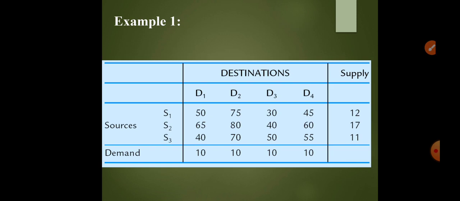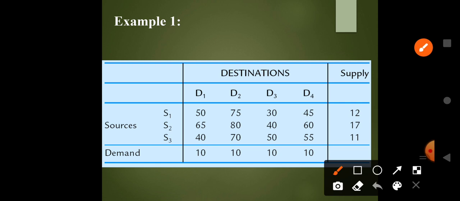Example 1. The destinations are D1, D2, D3, D4 and the sources are S1, S2, S3. In this problem the demand is equal to the supply. This problem is a balanced transportation problem.